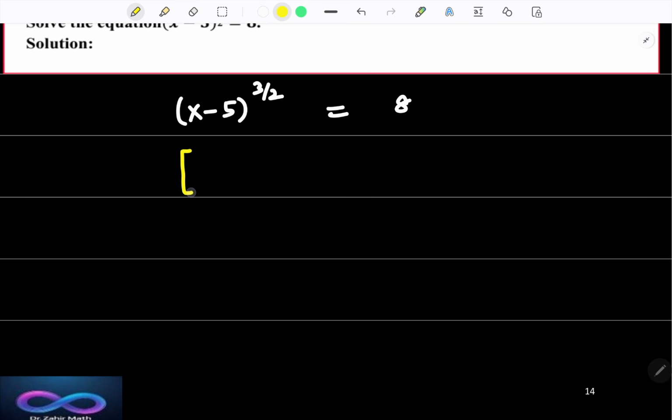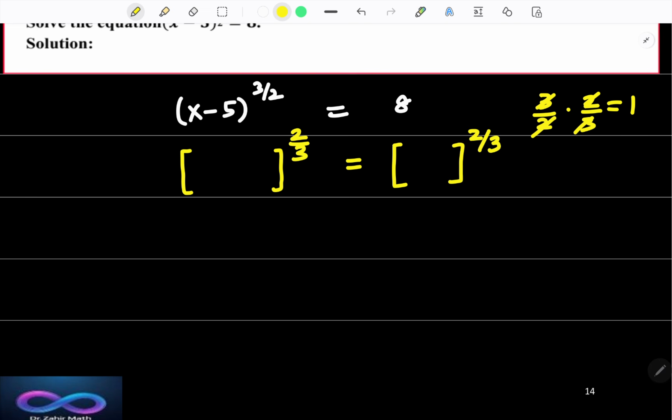So when the power is 3 by 2, what should I take? 2 by 3. Why? 3 by 2 multiplied by 2 by 3 gives 1. But that should be taken on both sides. Keep in your mind, you have to take it on both sides. Yes. So what is inside now?